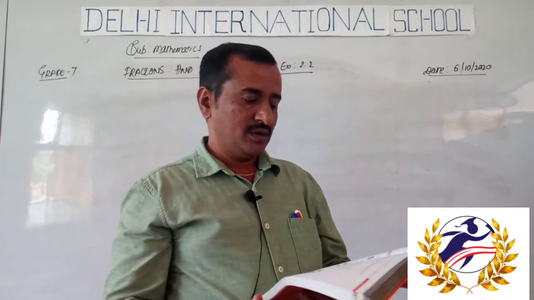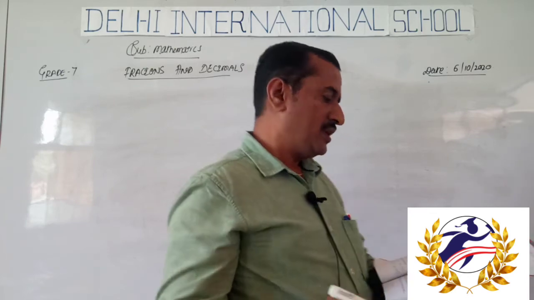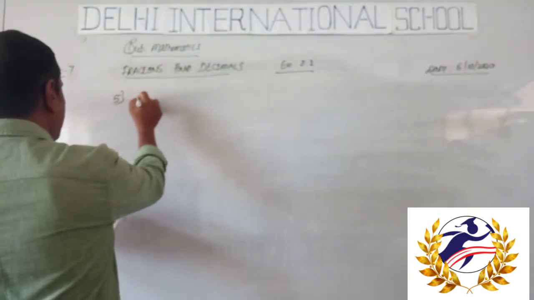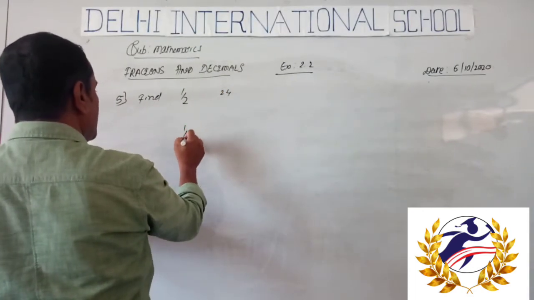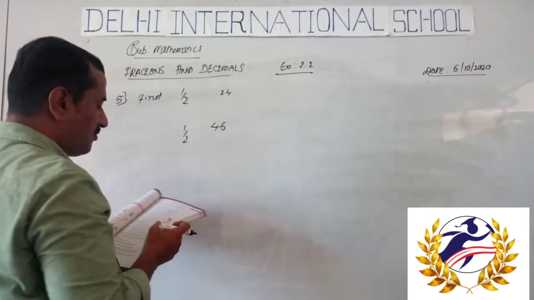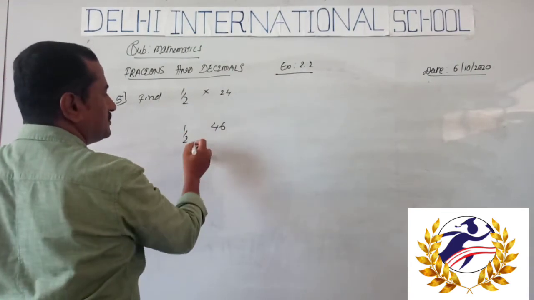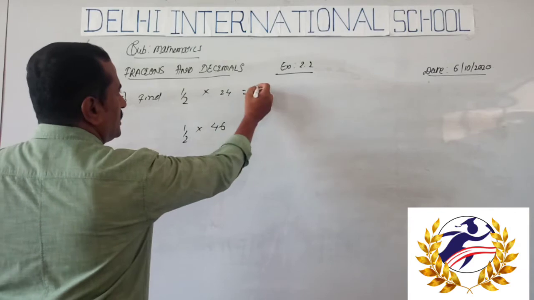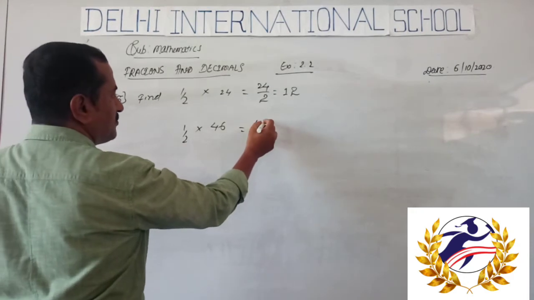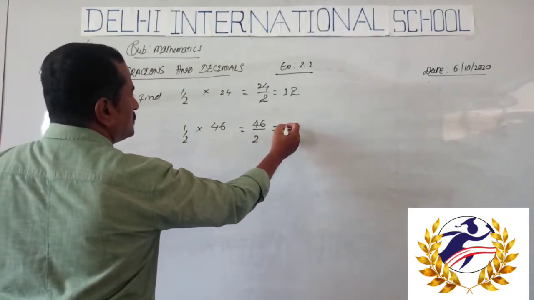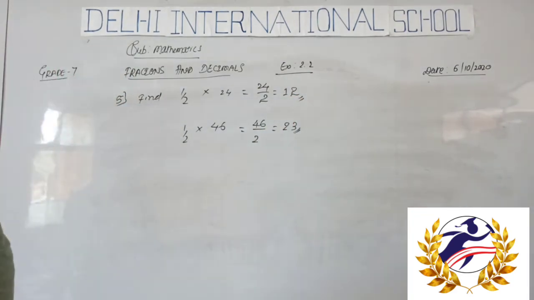Fifth main is what? Find half of, and so on. Find half of, first one is 24 and the second one is 46. So half of, you have to find out, so 24 ones are 24 divided by 2, you see what? 2 12s are 24. Similarly 46 ones are 46, divide by 2, 2 2s are 4, 2 3s are 6. Did you follow?